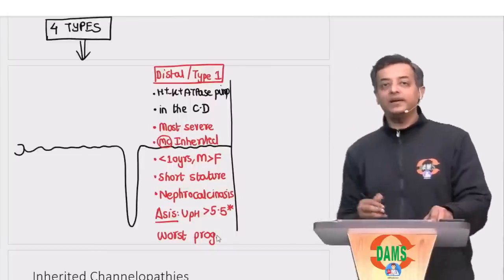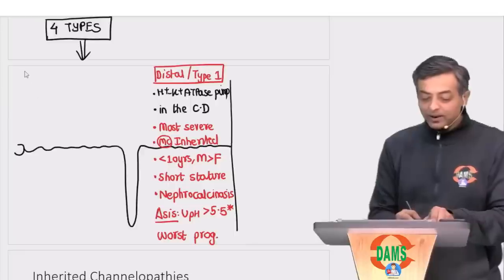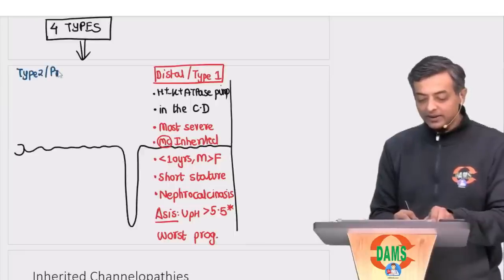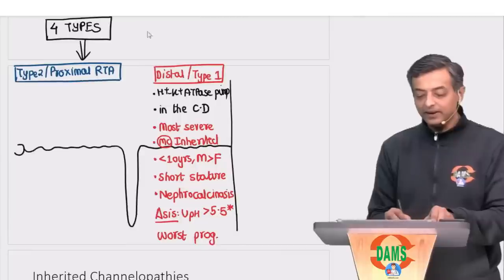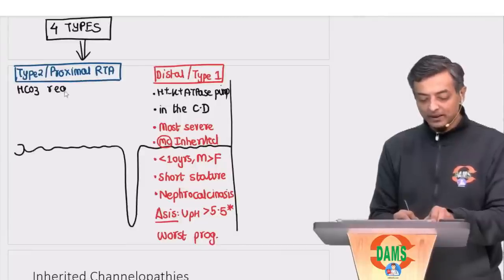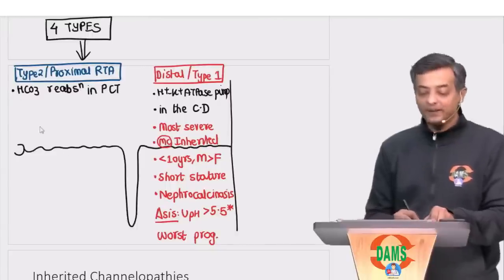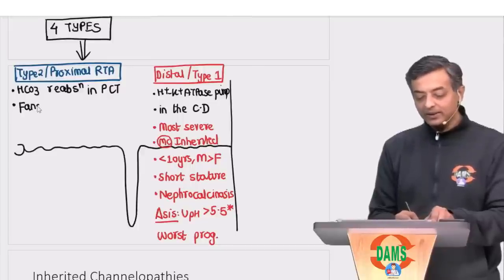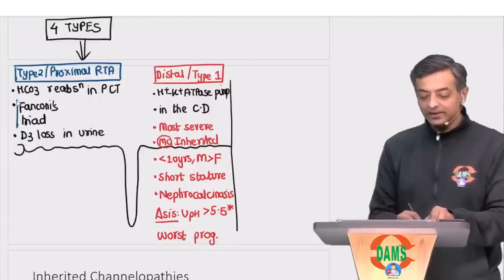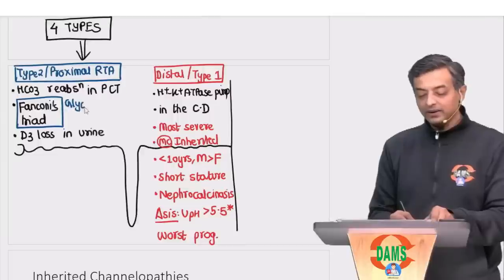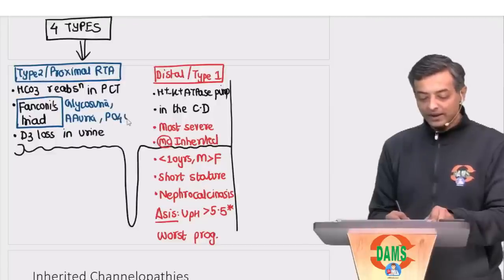The type 1 RTA, most severe. The type 2 RTA is also known as the proximal RTA. It is a defect of bicarbonate reabsorption in the PCT. But all the features are related to Fanconi's triad and vitamin D3 loss in the urine. Fanconi's triad, what does it include? Glycosuria, aminoaciduria and phosphaturia.